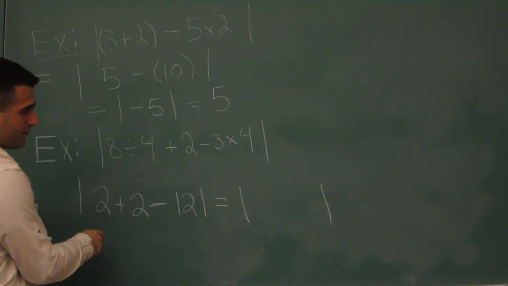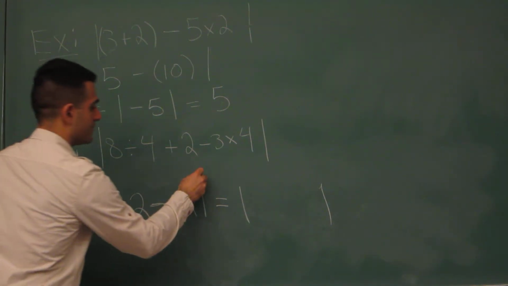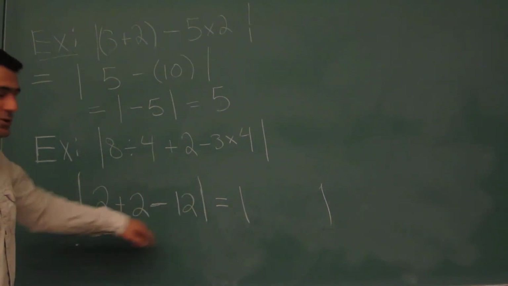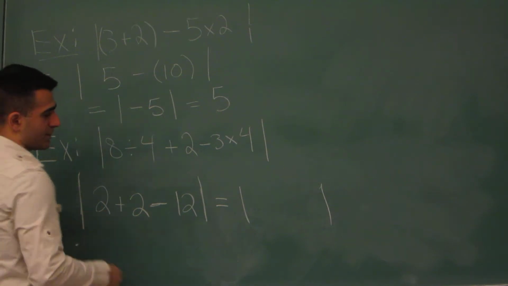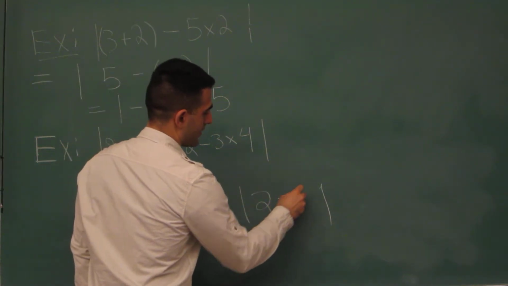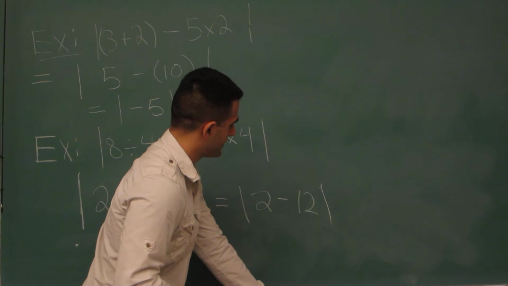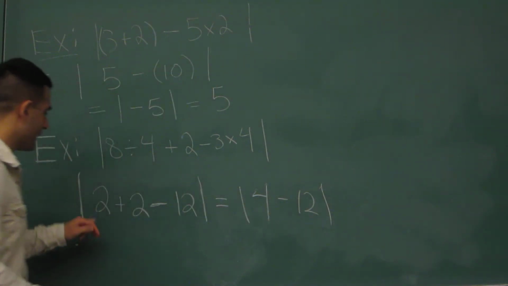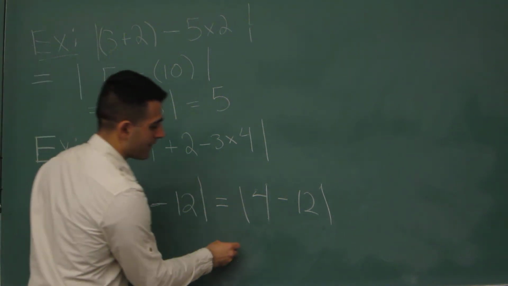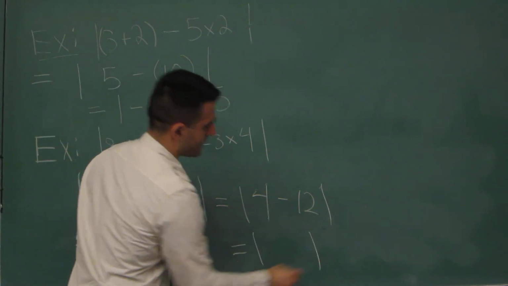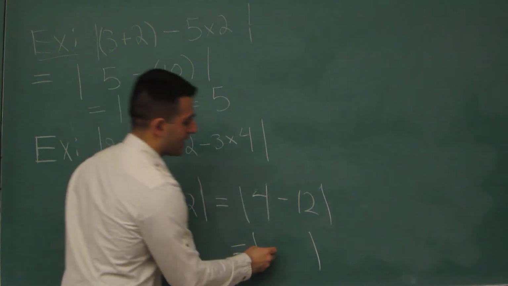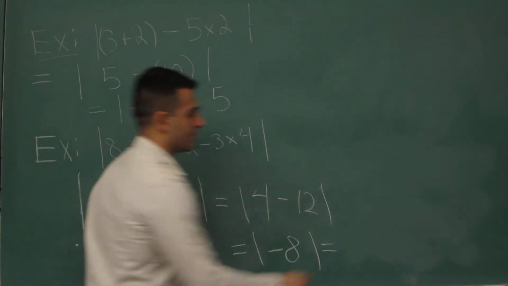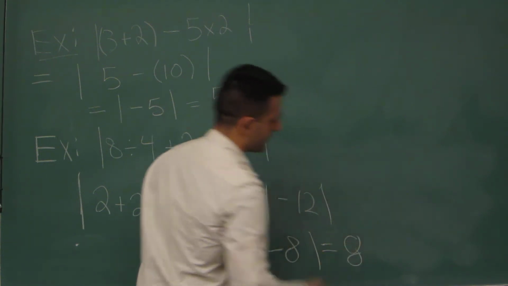So the result, wait, what happened here? Oh, this is the absolute value symbol. So now let's just evaluate this. 2 plus 2 is 4, minus 12. This is 4, not 2. So we have 4 minus 12. We keep the absolute value because we can simplify once more, and we get negative 8. Now we evaluate the absolute value, and we have a result of 8.